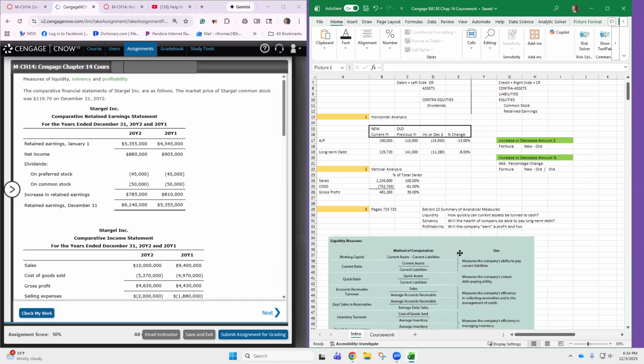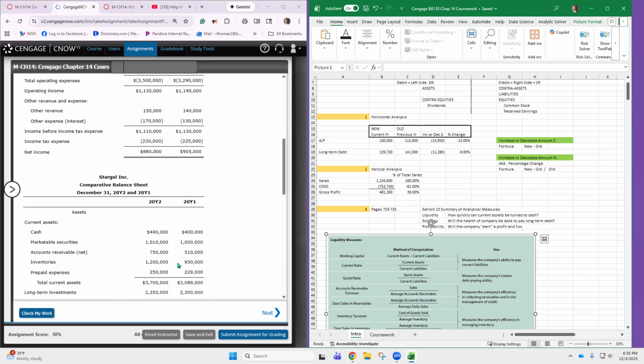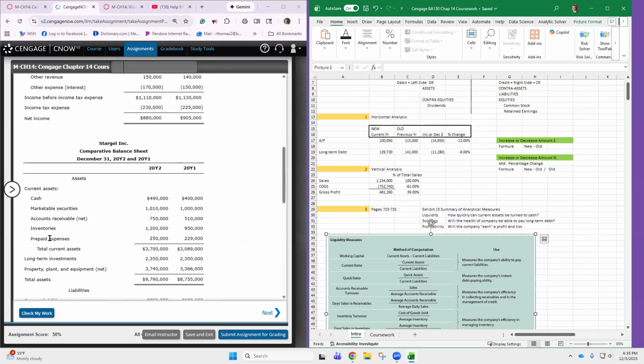Liquidity means how quickly can current assets be turned to cash, right? How quickly? Well, cash is already cash. You're going to find out we have an account that we haven't seen before. It's actually more liquid than accounts receivable. And you go, how is that possible? It's called marketable securities. Okay, marketable securities. Do they even have it? Yes, they have marketable securities right there.